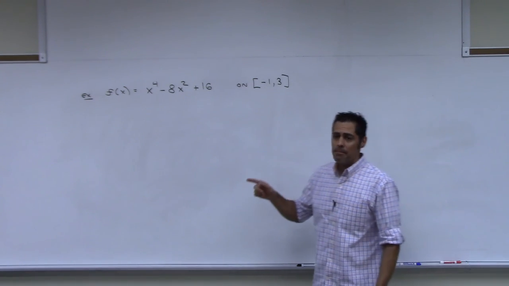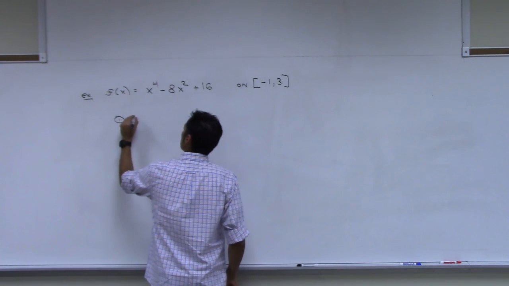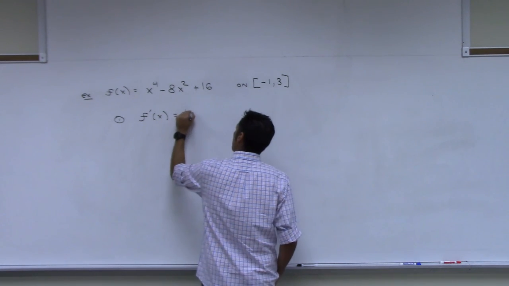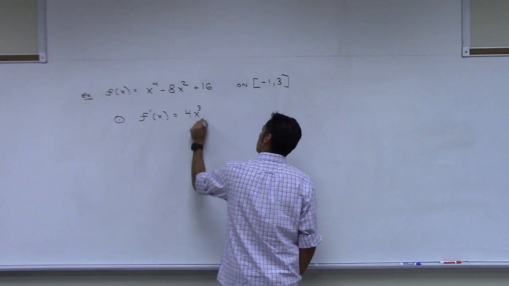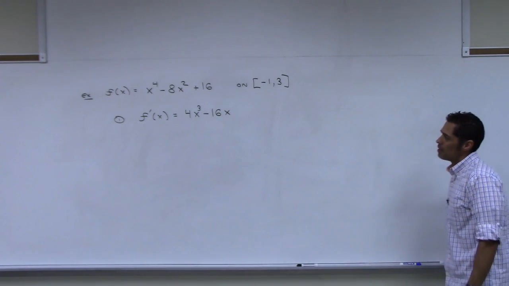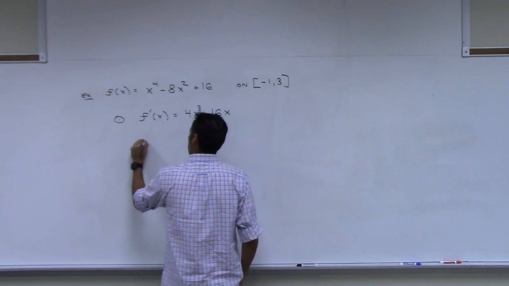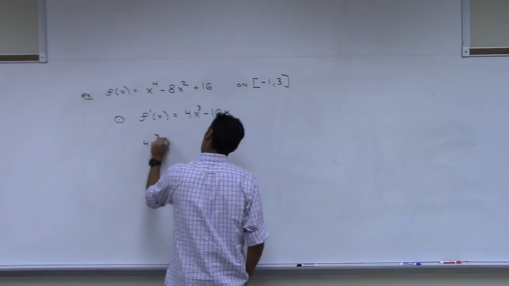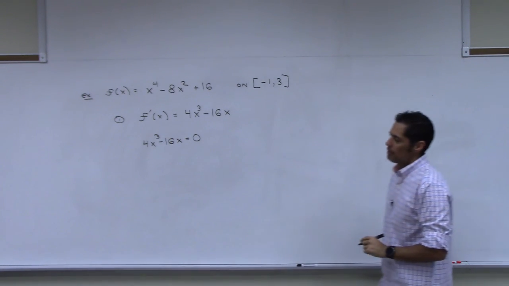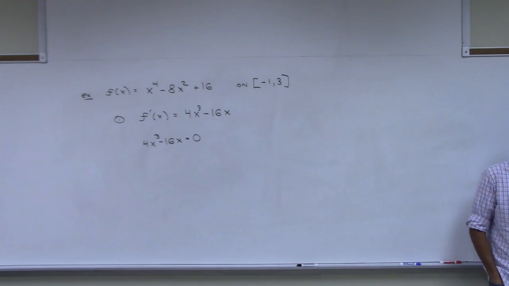So first step, derivative, right? So what is my derivative? That's you. 4x cubed minus 16x, and that's it, right? This will be interesting. Now I need to take that derivative and set it equal to 0. And how would you go about solving that?